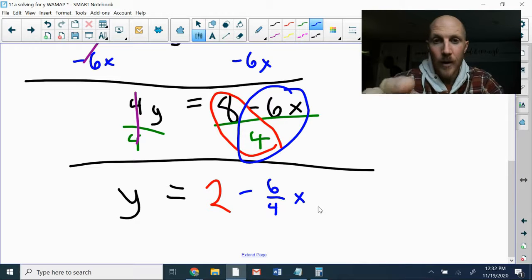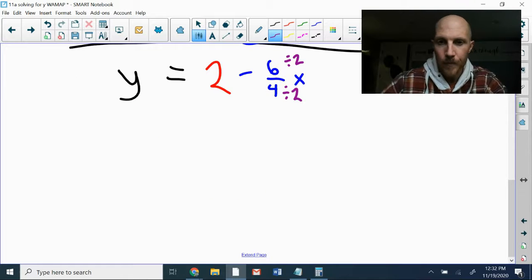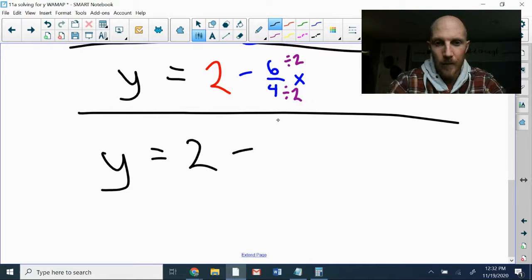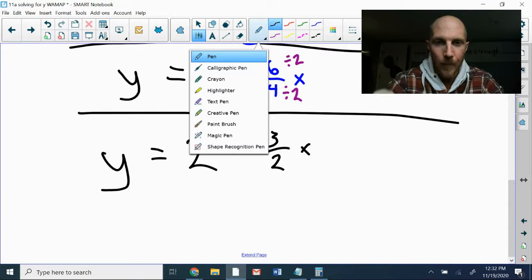In this case, I recognize that both of these numbers I can divide by 2, and that'll work evenly. So I'm going to divide them both by 2. I'll write that down. And then that's going to give me y equals 2. That doesn't change. Minus. So the numerator, 6 divided by 2, that's going to be 3. And on the bottom, the denominator, 4 divided by 2 is 2. Don't forget that x.